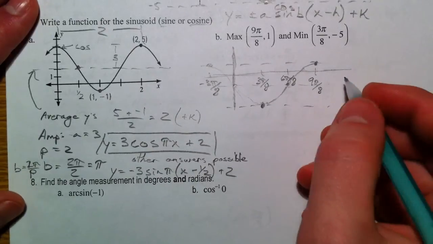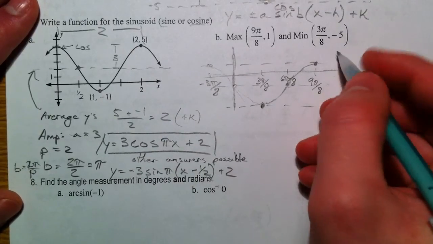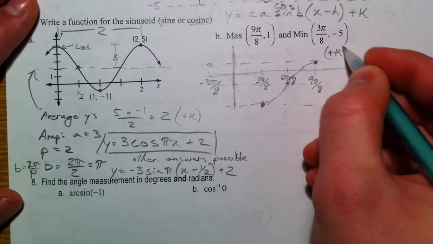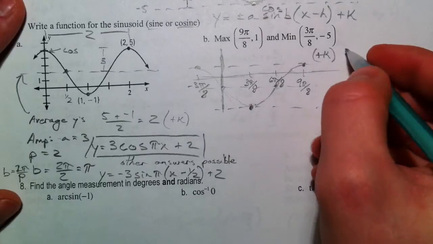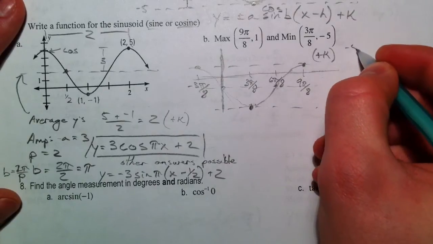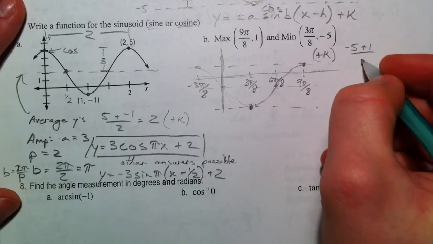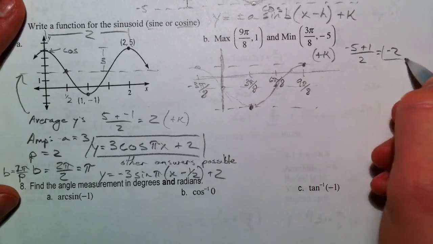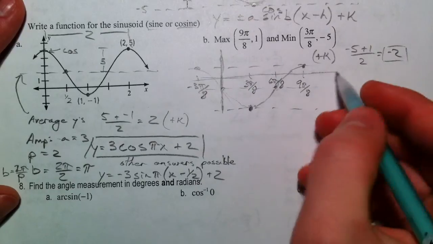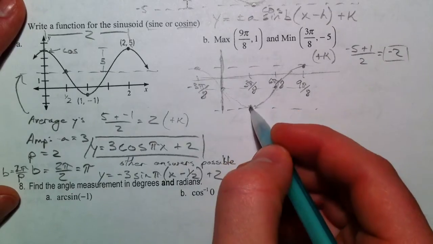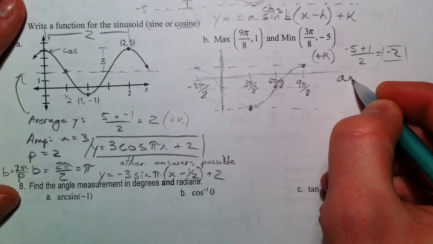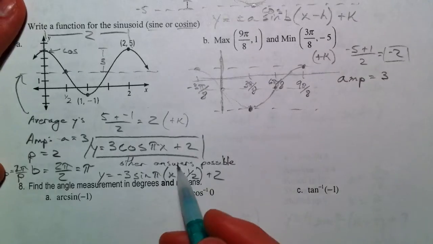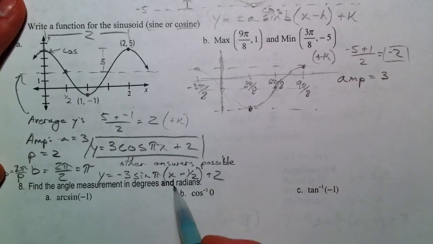The biggest thing is, okay, so let's deal with the plus k. The average y: negative 5 plus 1 divided by 2 is negative 2. And the amplitude then, to get from negative 2 down to negative 5, the amplitude is 3. And so in this sense it's very similar to the last one. We just went down 2 instead of up 2.